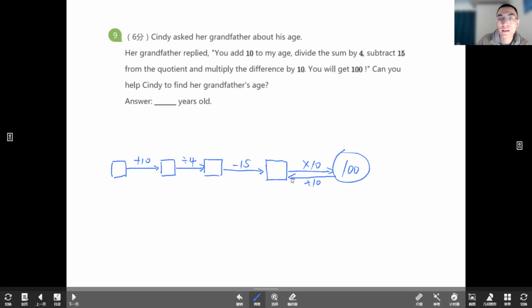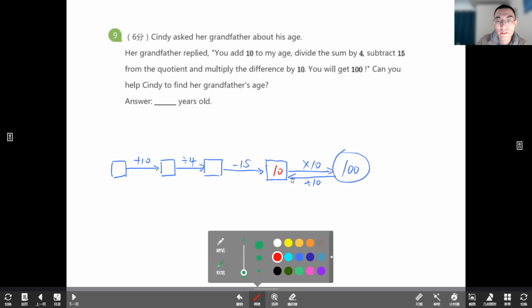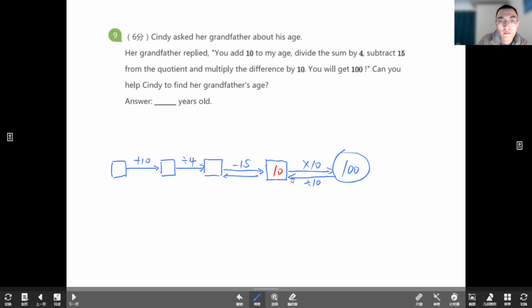Okay, so 100 divided by 10 is 10. We write it in red. So it's 10 in this box. And then for here, we should have plus 15 in the opposite direction. And then divided by 4 in the opposite direction will be multiplied by 4. And plus 10 in the opposite direction will be minus 10. Okay, so let's do reverse calculation.